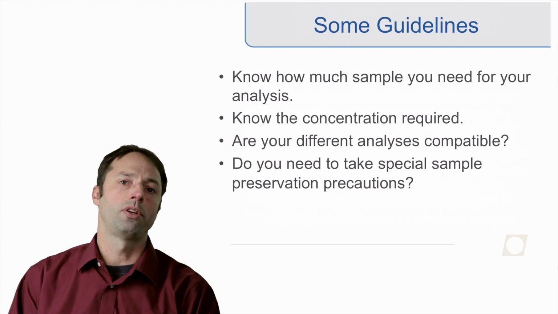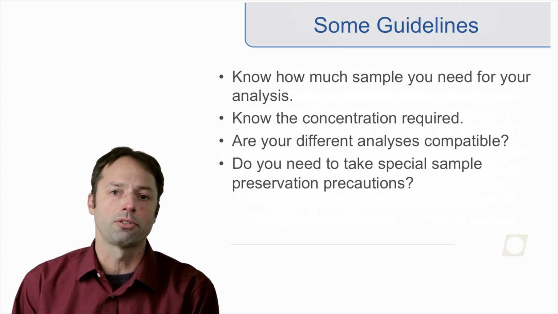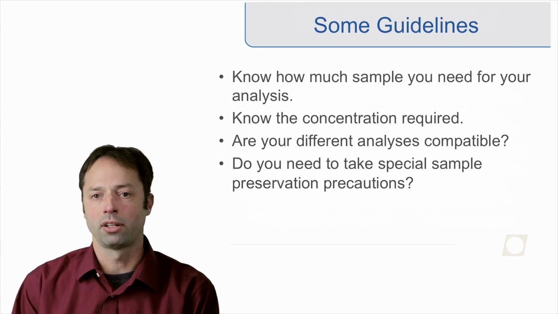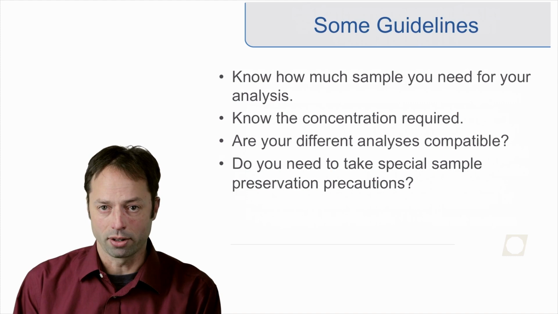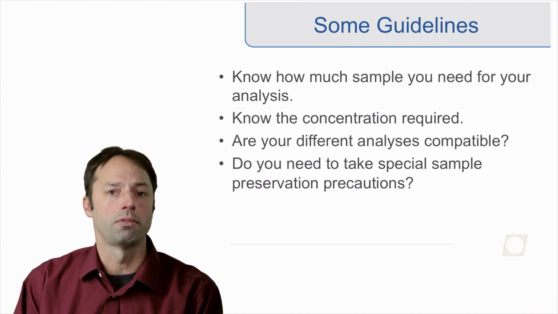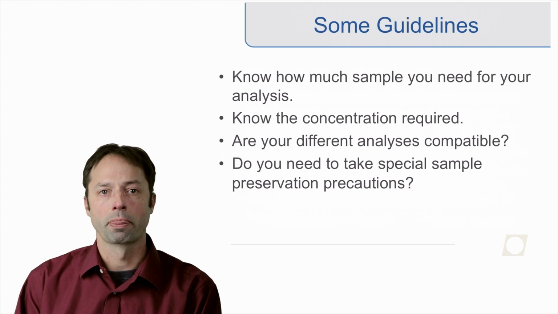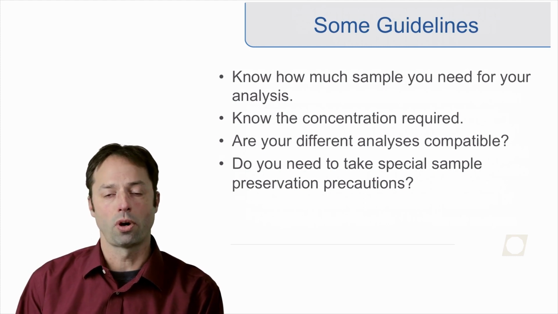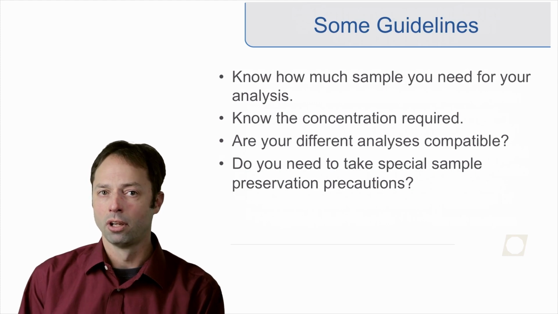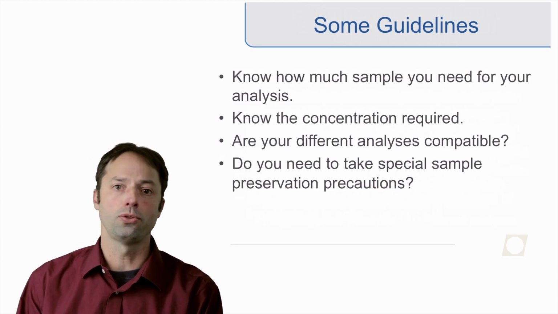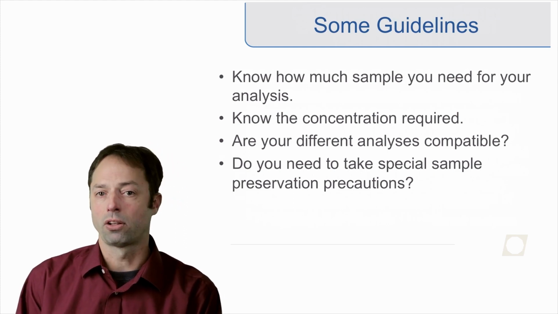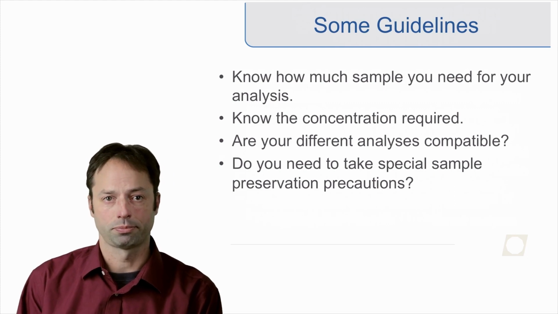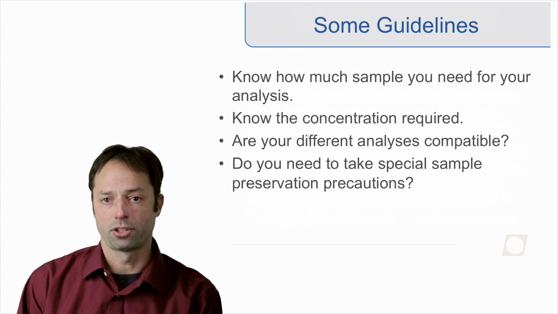So some guidelines to questions that you should be able to answer when you're deciding how you want to analyze your sample. Know how much sample you need for your analysis. Know the concentration required. What's the lower detection limit of the specific method that you're using? If you want to sample multiple compounds, are your different analyses compatible? Can you do multiple compounds in one sample, in one analysis, or do you have to have separate aliquots to send to different analyses? And do you need to take special sample preservation precautions?